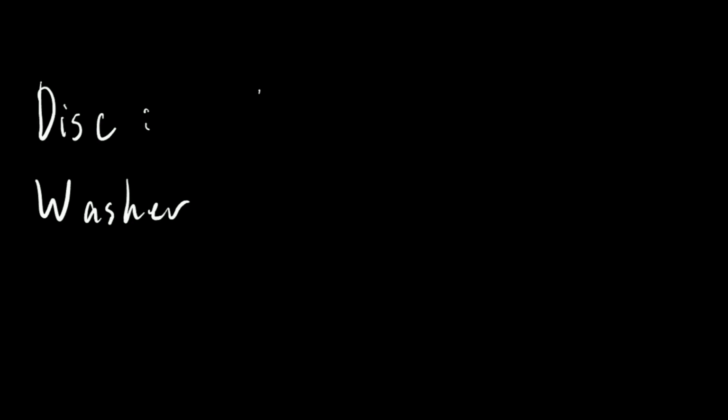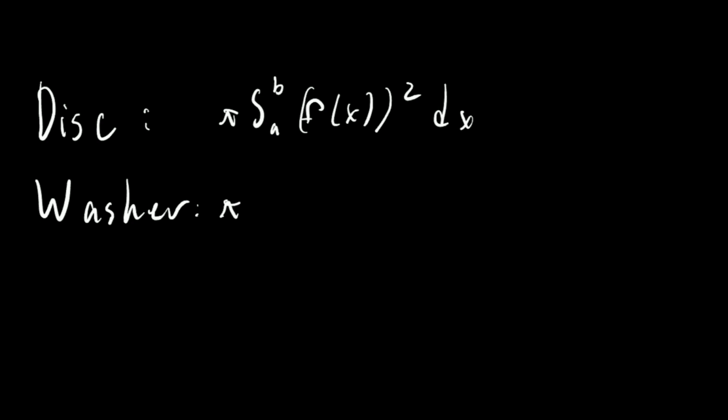So moving on, we've gone over disk and washer method. Disk method was pi times the integral from a to b of f of x squared dx. And washer method was pretty similar, but all that's different is that it takes into account a hole in the function represented by r squared.